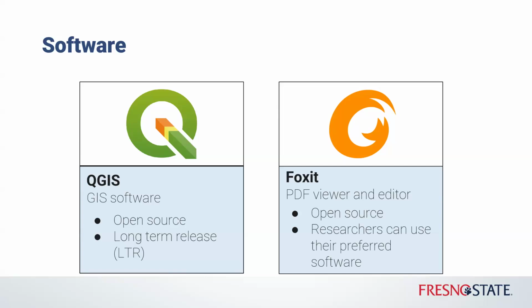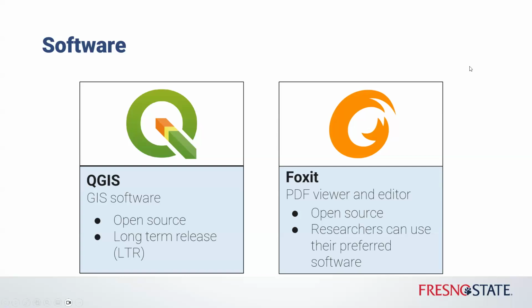We recommend using the long-term release. There are always new versions of QGIS. You take some risks when you get the newest version. There are more bugs, there are more issues that they are working through as they go. The long-term release is meant to be more stable. It's where there's less experimental stuff going on with the software. And so we recommend using the long-term release.